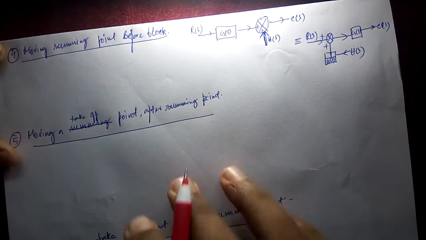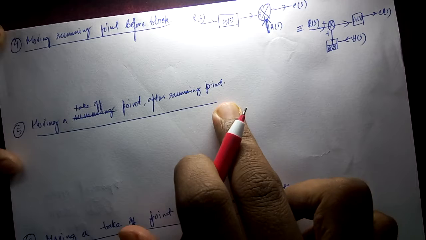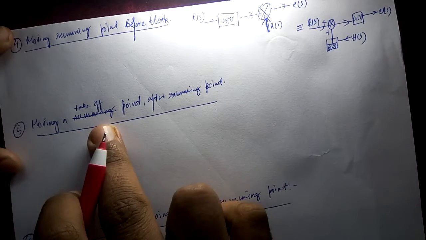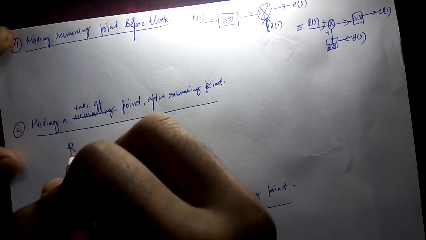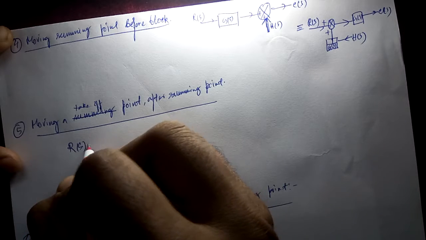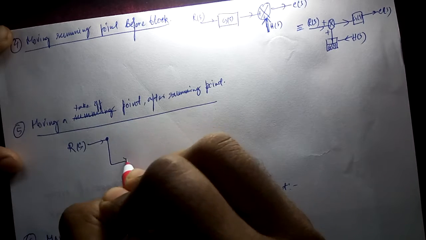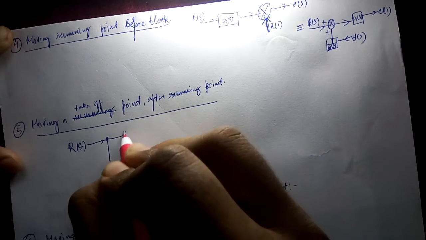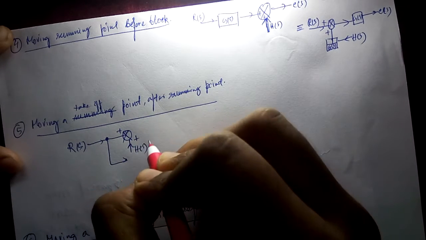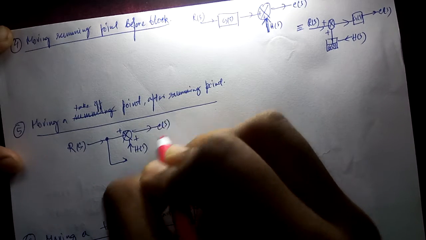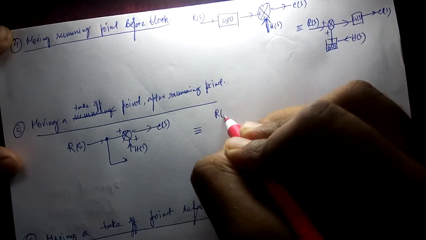Now the fifth one, this is very important. Here the takeoff point and summing point both are present. The first one is moving a takeoff point after a summing point. See it very carefully. Moving a takeoff point. Let's take this is the takeoff point, and the summing point is like this. HS is coming here, and we have to transfer the takeoff point after the summing point. Then what will it be?